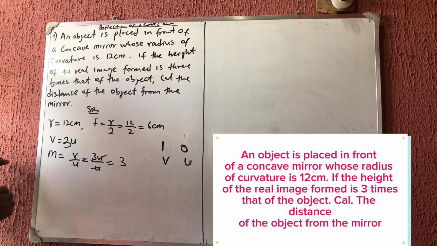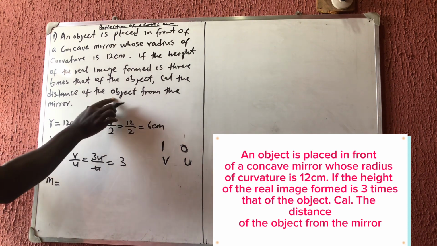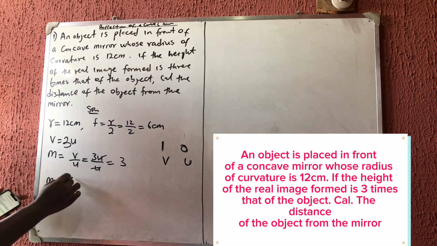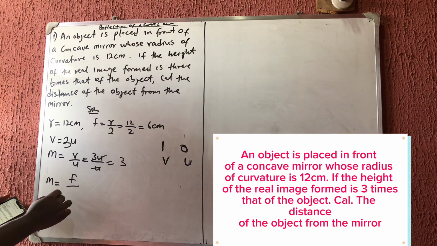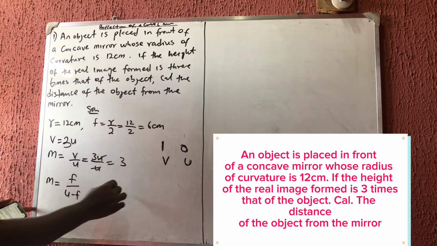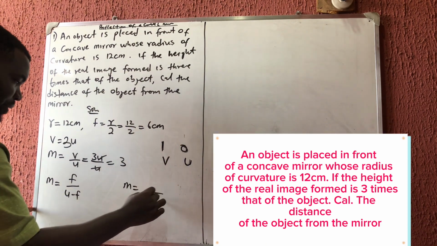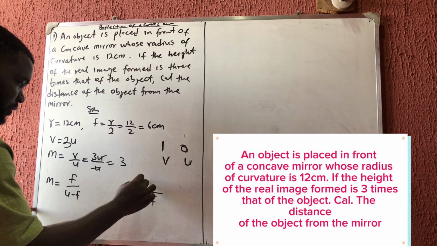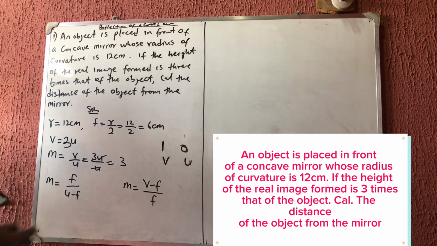But we know another formula for magnification. If you want to use U, then F will be on the top. But if you want to use V, F will be down. Please note that. I want to use U now because they say object, and object goes with U. So it's going to be F over U minus F. But if it is V you want to use, your M is equal to F over V minus F. It's very simple to remember.